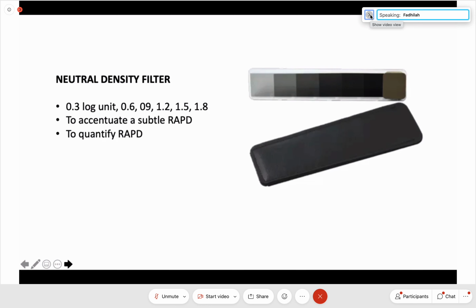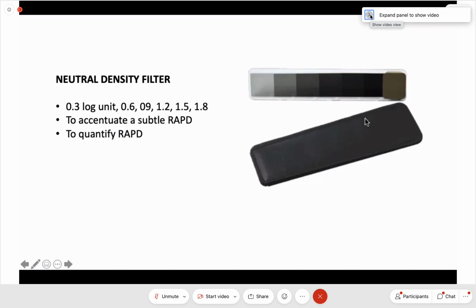Now, this is a neutral density filter. It's a very handy instrument, I would say, pocket size. It contains filters set on a bar, and it has a density of 0.3, 0.6, 0.9, 1.2, 1.5, 1.8 log units. So 1.8 is the darkest one, if you can see. I don't know whether you can see my cursor or not. This is the one. 0.3 is here.